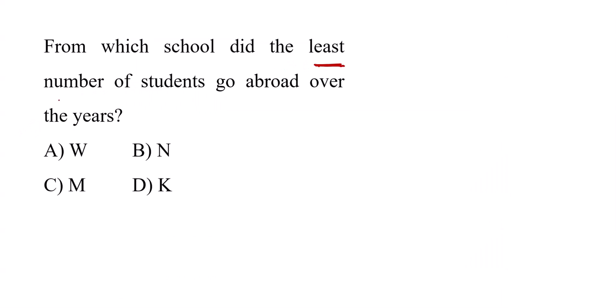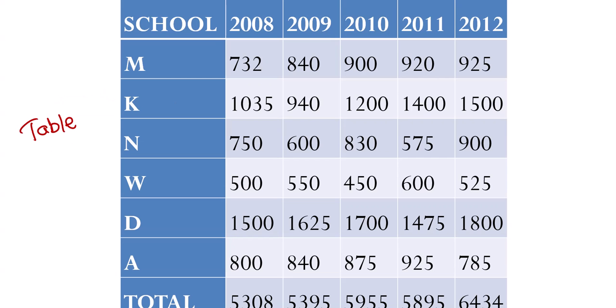That is actually regarding students who are going abroad. Which school is having the least? Sir, we have to do the summation of all years together. Why? If you observe, focus on the numbers: W is the least in every year. So overall also least only, right? Maybe okay, here 575 is less than 600.